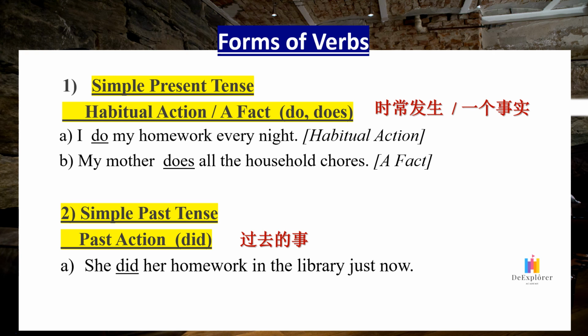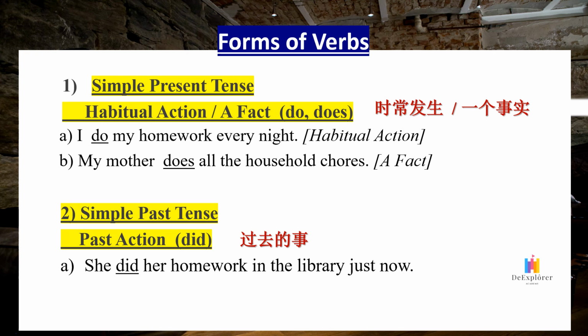So is this sentence a past action sentence? Yes. How do you know? The phrase just now. Okay, so just now 是刚才过去了. So therefore, when you use the verb, you have to use did. You cannot use does. You have to use the past tense verb. She did her homework in the library just now.